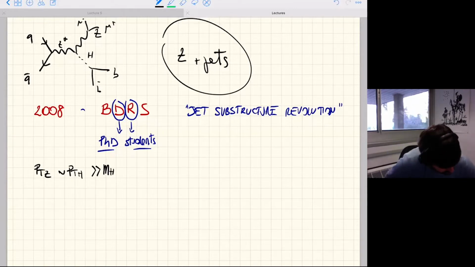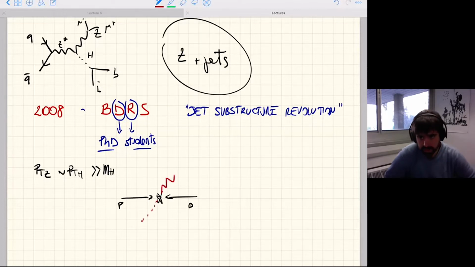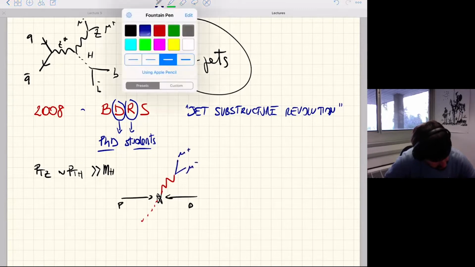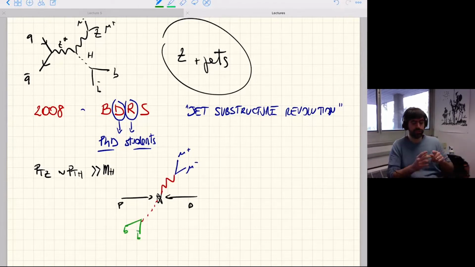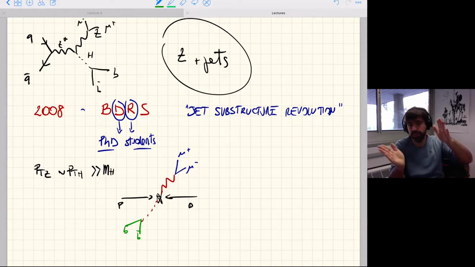So what happens in this regime? Well, I have my protons coming in, they collide, and I produce a Z boson and a Higgs, and they decay. The Z boson will decay into mu plus mu minus, and the Higgs decays into b b-bar. So what happens as the transverse momentum of these is increased? Well, because of relativistic kinematics, the decay products will be more and more collimated along the boost direction.